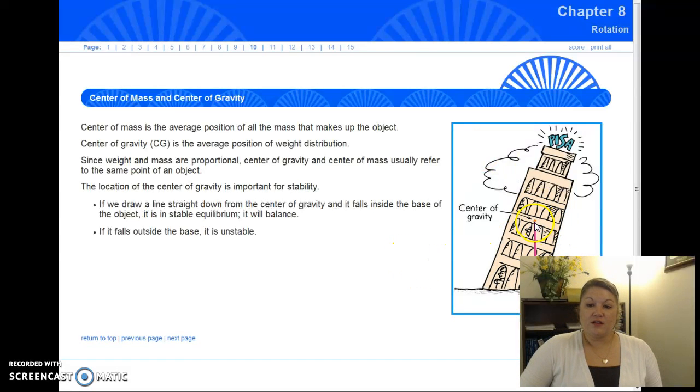Well, if you can draw a line straight down from that dot representing the center of mass to the ground, right? As long as that falls within the base of the object, it will stay stable. Now, if the Leaning Tower of Pisa was leaning just a little bit more, causing this line to be maybe, say, over here, it wouldn't be stable. It would topple over. Okay?